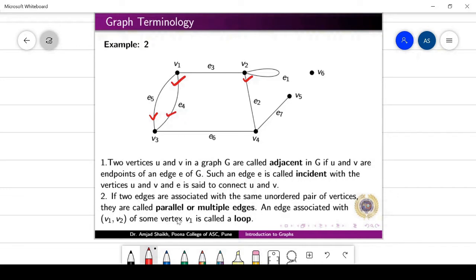An edge associated with the same vertex is called a loop. You observe here E1, whose starting and end points are the same, that is vertex V2. That's why E1 is known as a loop. So E1 is a loop and E4 and E5 are parallel edges.